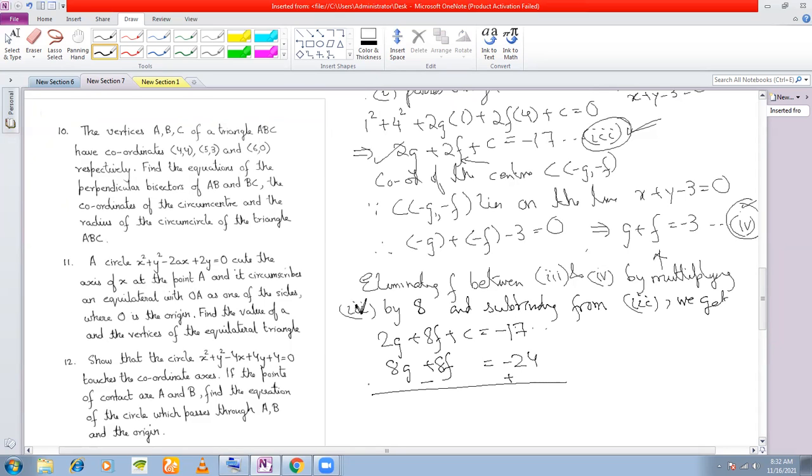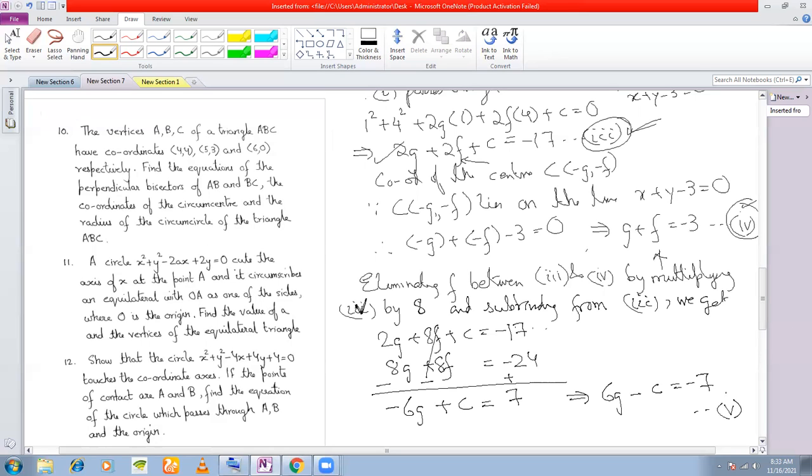Subtract, plus, you get a minus. This gets eliminated definitely. So you get minus 6g plus c is equal to 7. So that means you can write this as 6g minus c is equal to minus 7. So this is an equation. Let's call it equation number 5.